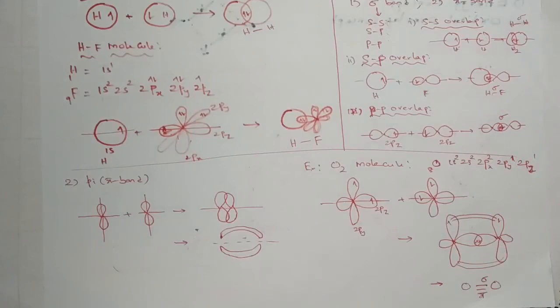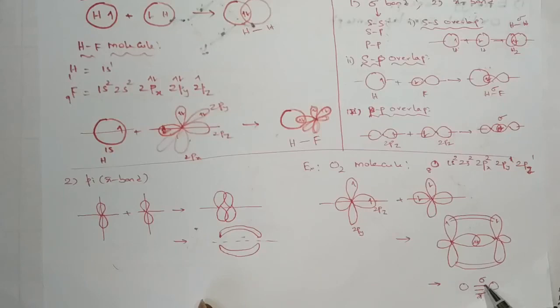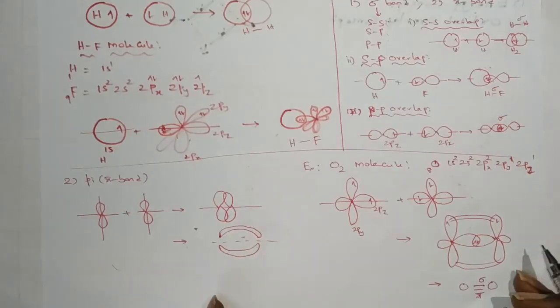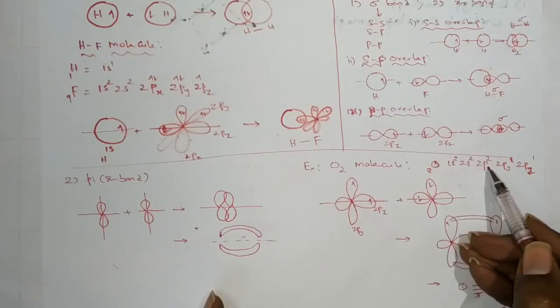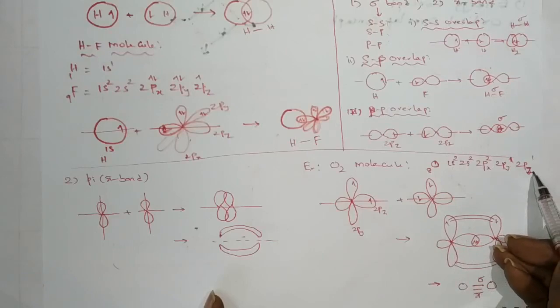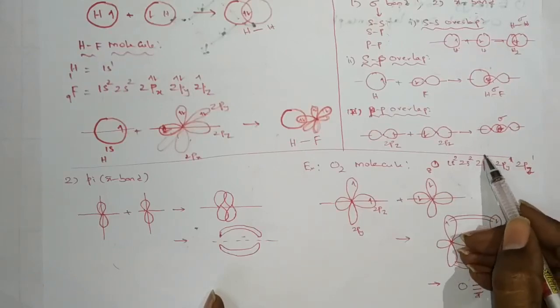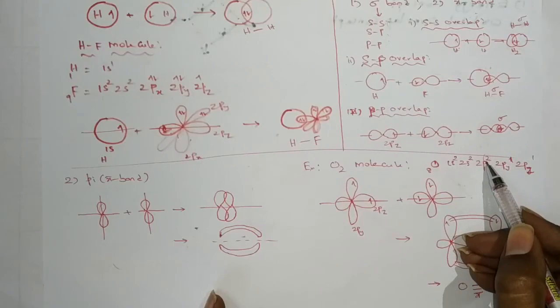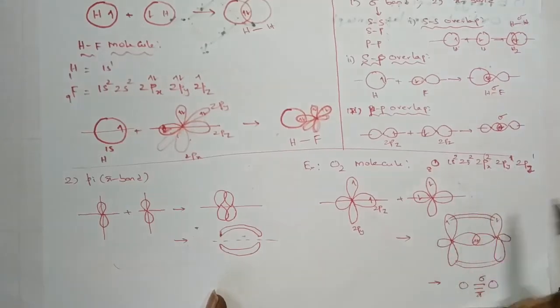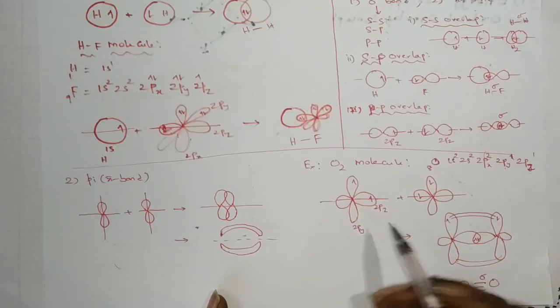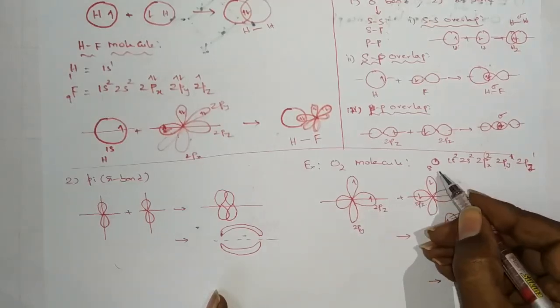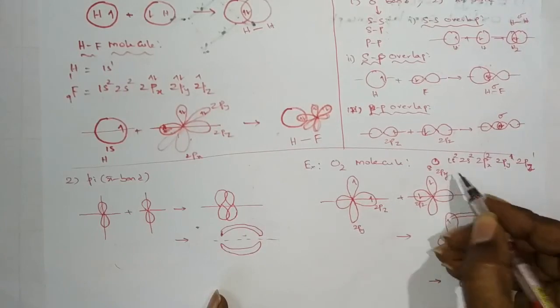Let us see the formation of the oxygen molecule. Oxygen molecule has two bonds, sigma bond and pi bond. The electronic configuration of the oxygen atom is 1s2, 2s2, 2px2, 2py1 and 2pz1. This orbital will not be involved in the overlapping because it has two electrons in the same orbital, so we neglect this. So 2py1, 2pz1. This 2pz is the internuclear axis. This is also 2pz, internuclear axis. The others are 2px, 2py, 2py.